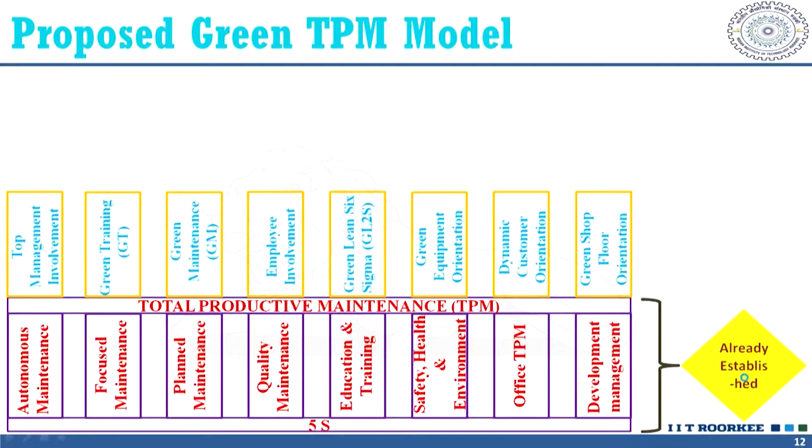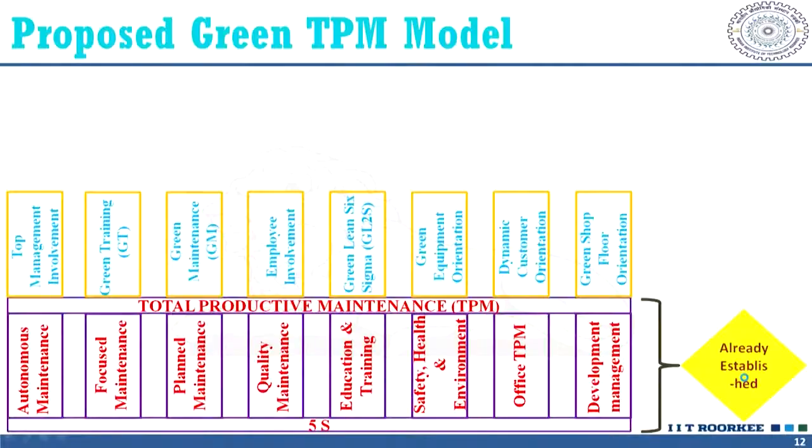Then Green Lean Six Sigma, this is already in the literature. Then green equipment orientation, it is like either you design a machine or you upgrade it by designing the machine to such a level that the maintenance reduces, or it goes for environmentally friendly maintenance. That is called green equipment orientation. Then dynamic customer orientation: initially customers only thought about the low cost or quality of a product, but right now they are thinking about the lower carbon footprint of the product. So, this is called dynamic customer orientation.